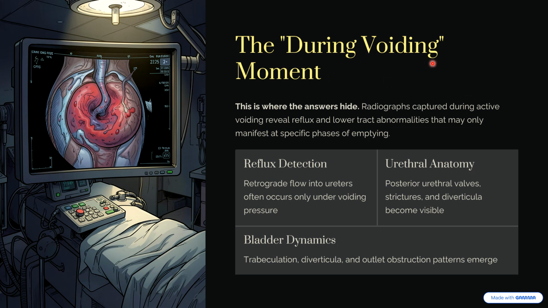During voiding, which is very important, is where the total answer lies. Radiographs captured during active voiding reveal reflux and lower tract abnormalities that may only manifest at specific phases of emptying. It can detect the reflux, then urethral anatomy, if there is any anatomical problem, then bladder dynamics, whether the bladder is working properly.